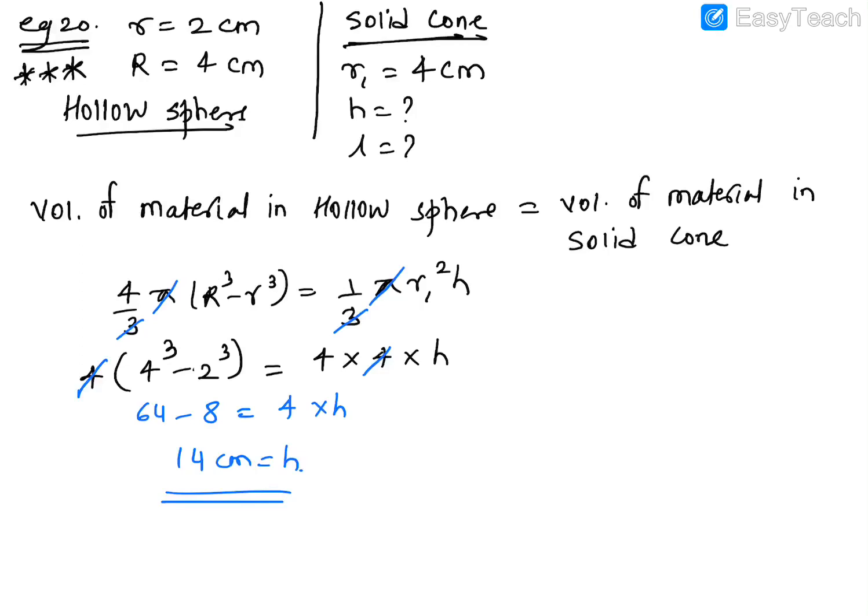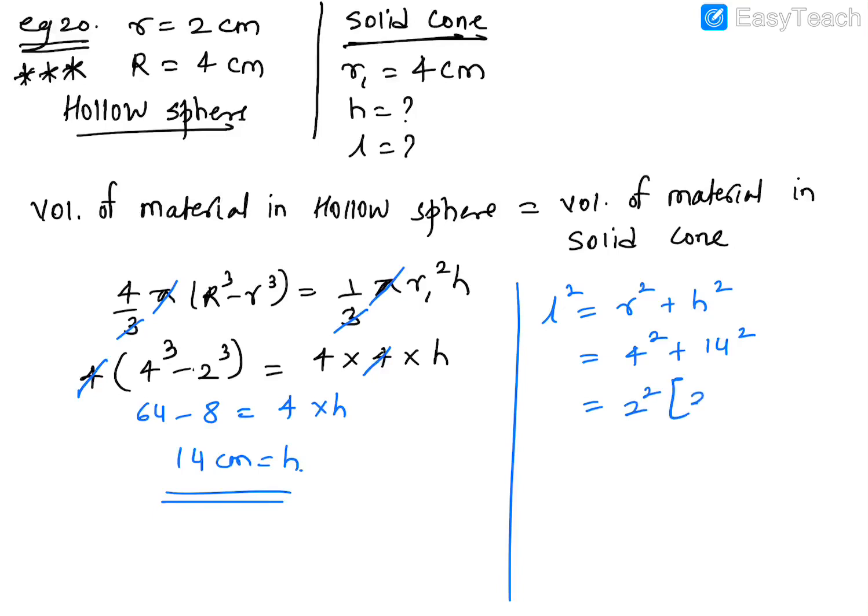Now you have to also find the slant height. If you remember, how do you find slant height? L squared is equal to r squared plus h squared. r squared is 4 squared. h squared is 14 squared. Again, you'll get a tough calculation. So what we can do is take 2 common, it'll be easier. 2 twos are 2 squared, which is common.